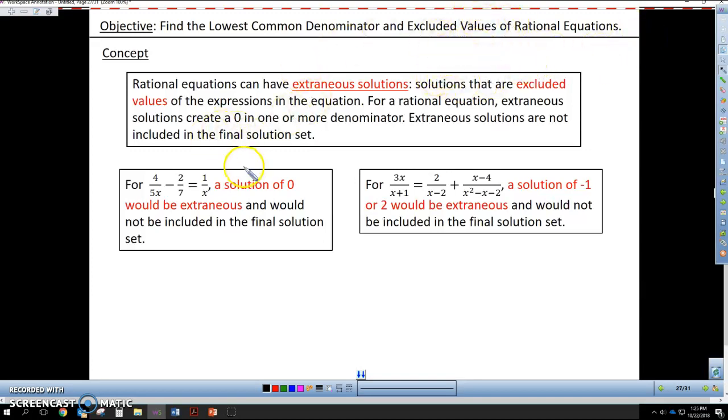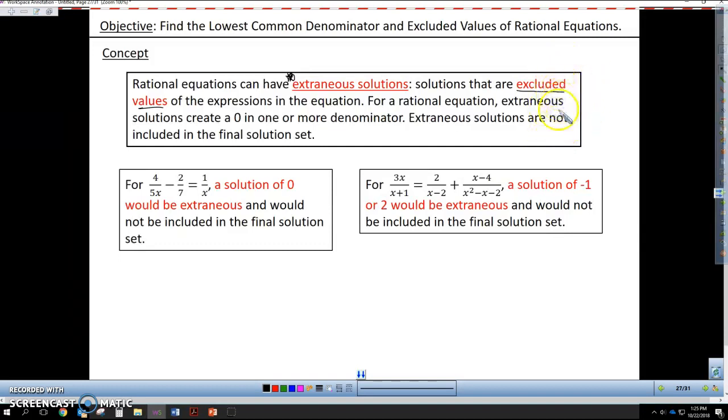The last thing that we need to talk about is this idea about restricted values that cannot be plugged into an equation. So if I was to solve an equation for a variable, say here x, some solutions cannot be included in our domain because they produce what's called extraneous solutions. Now, these extraneous solutions are solutions that are excluded values. So I have to talk about this idea of an excluded value.